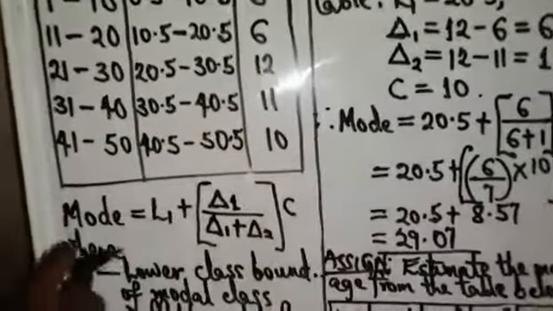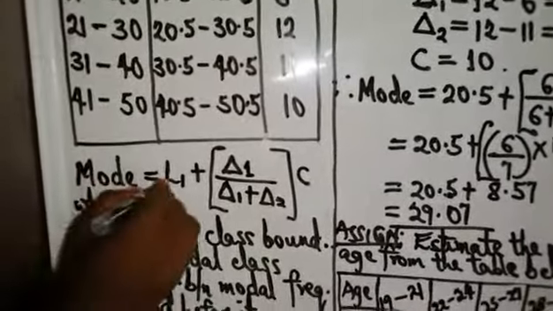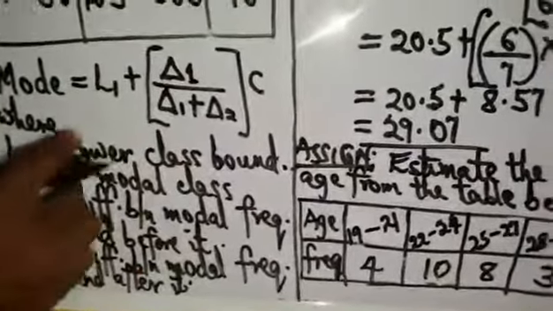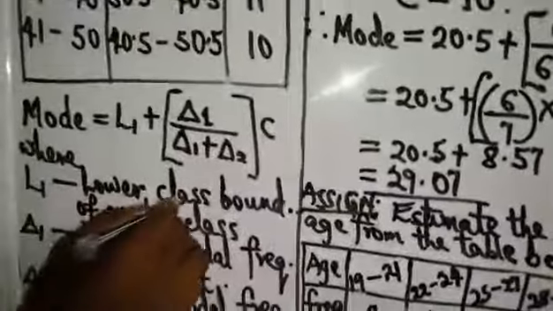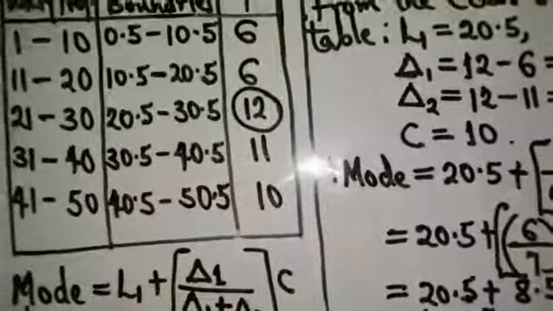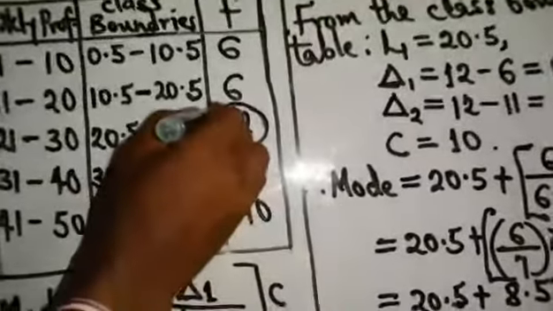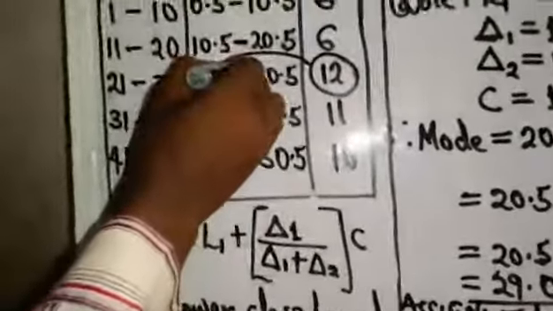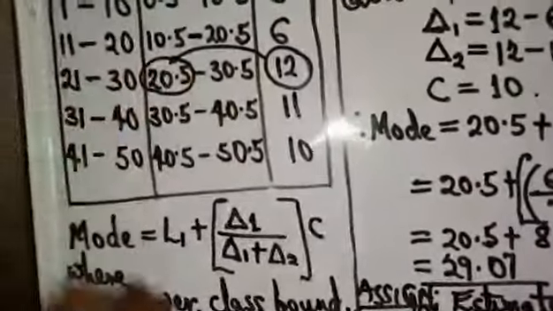Now, the formula for finding mode is: mode equals L1 plus delta 1 over delta 1 plus delta 2, bracket close, times C. Where L1 is the lower class boundary of the modal class. When you are referring to the mode, it is the one having the highest frequency. That's what you have to put into consideration. So the one here at the lower boundary region, this particular value here is what you have to consider as our L1.